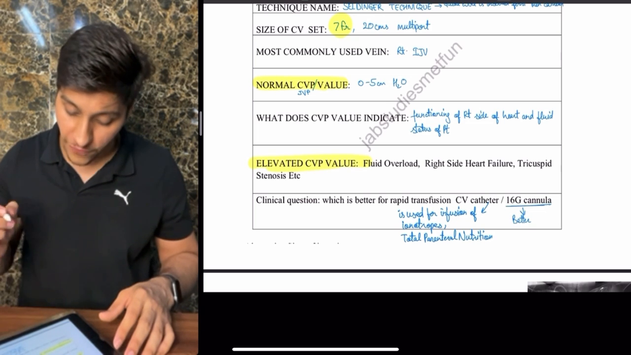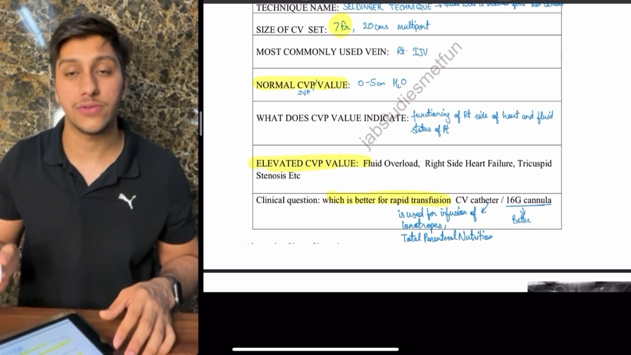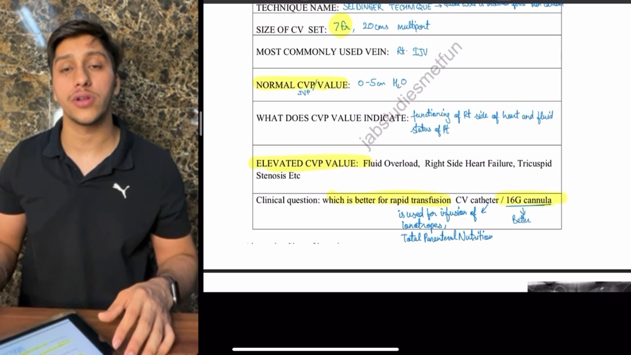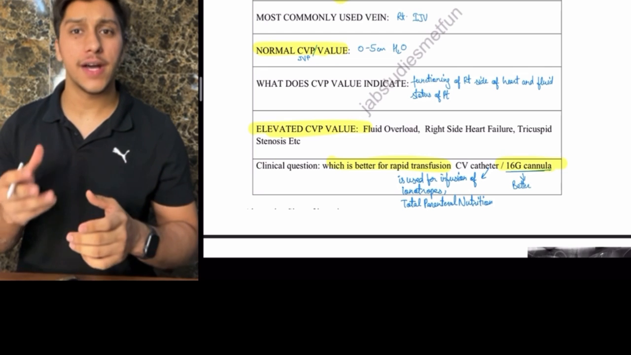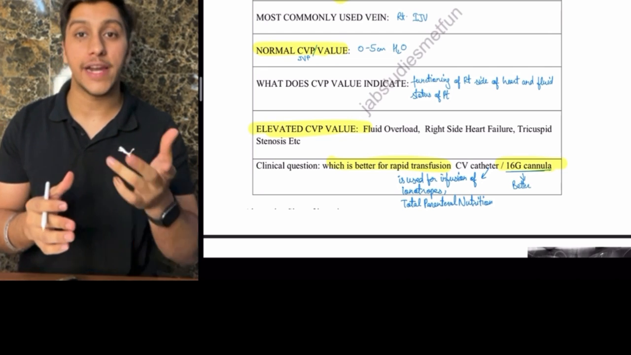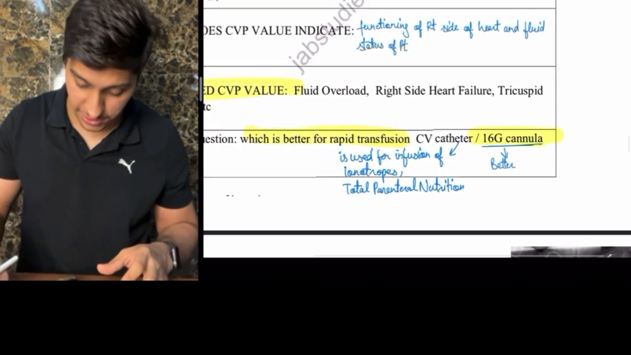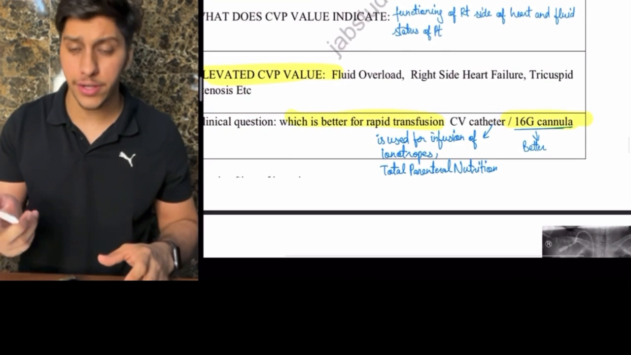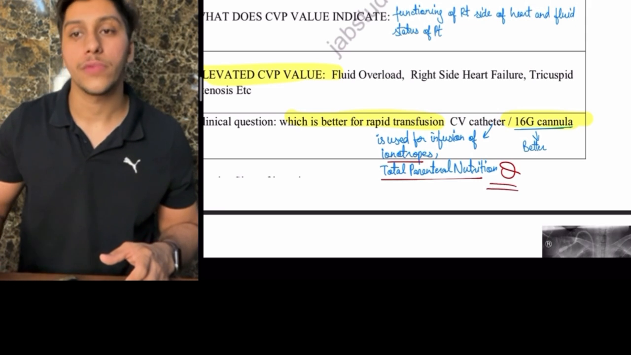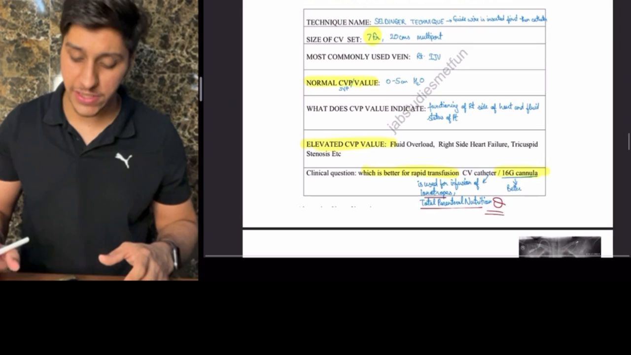If they ask you which is better for rapid transfusion, now CVP directly gives you a line. Along with that, in fluid resuscitation, we talked about a 16 gauge cannula. Obviously, a 16 gauge cannula, which was the gray color, is going to give a fast method. That is why it is the choice in case of fluid resuscitation. When can you use a CV catheter? It can be used if you give inotropes or total parenteral nutrition. All right, so this is all about CVP monitoring.